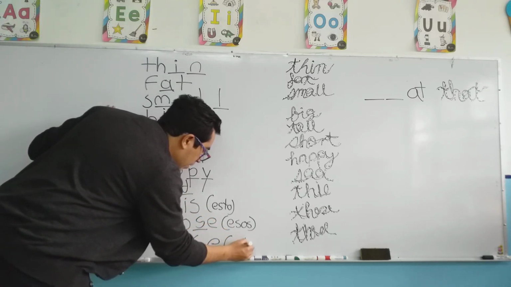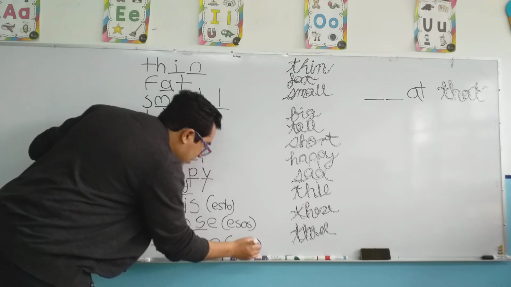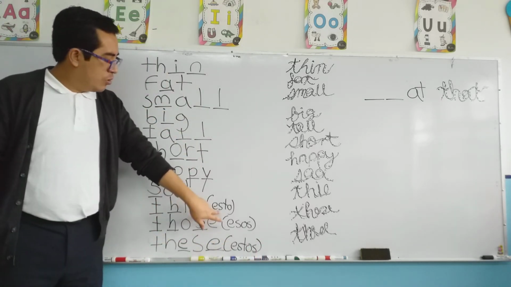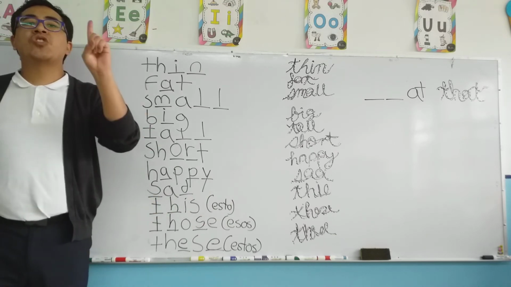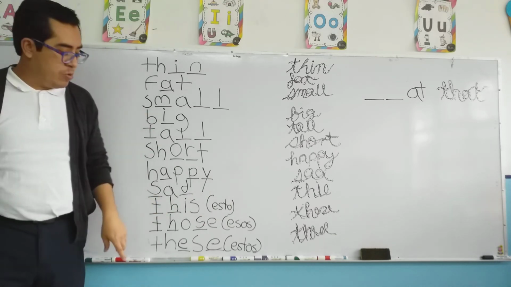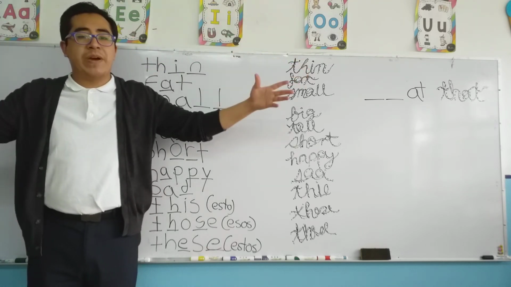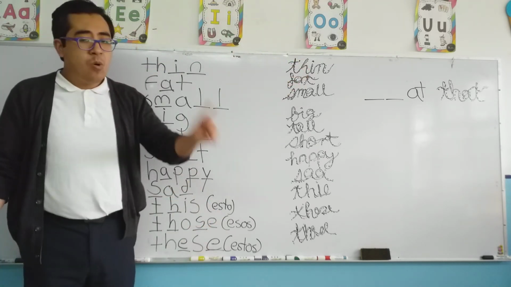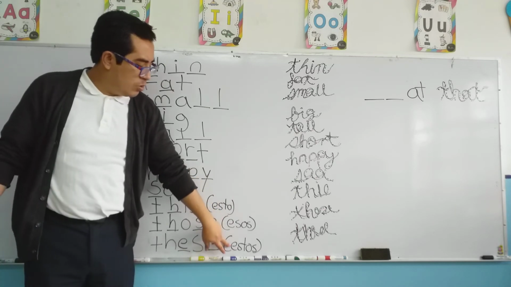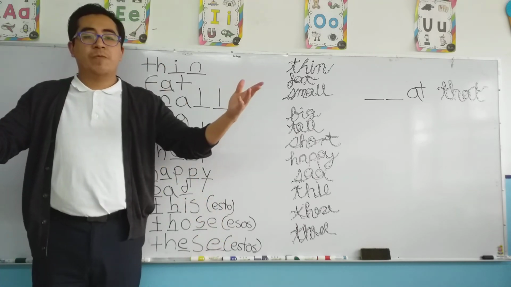estos. No esto, estos. Remember, esto or this is just singular, one object, un objeto. This, a lot of objects, varios objetos, ok? Esto, un objeto nada más, estos cuando hablamos de muchos, ok?